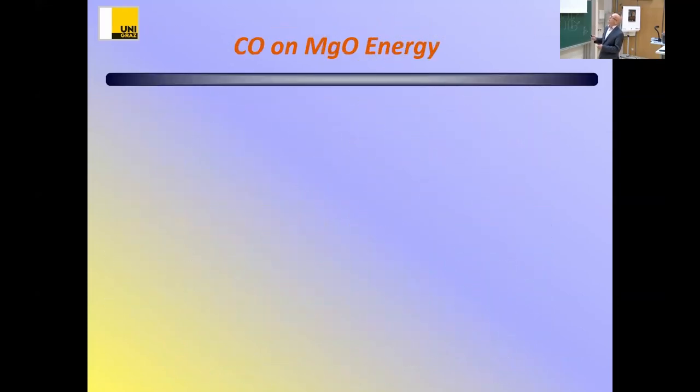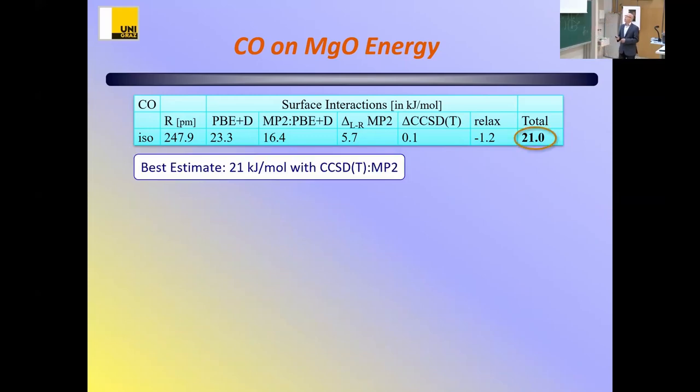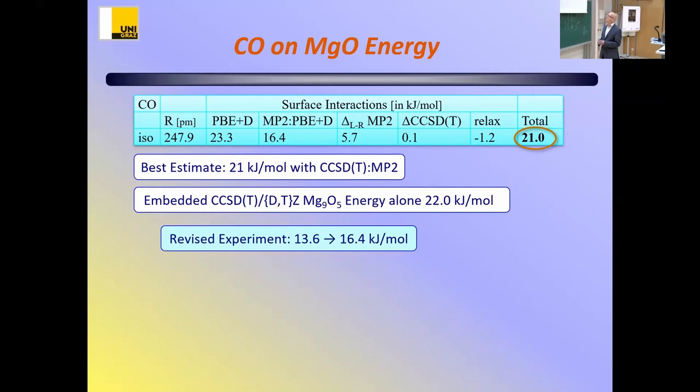So now we did exactly the same thing that we did for methane, and we went up to 21 kilojoule per mole. So this is now quite significant. This is almost 50% error. Yeah. So we got 21 kilojoule. Okay, and then this was our best estimate. Even the embedded energy, where we said we overestimated it, is about 22 kilojoule.